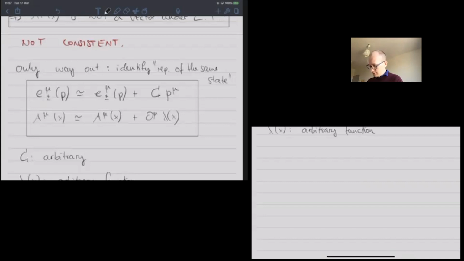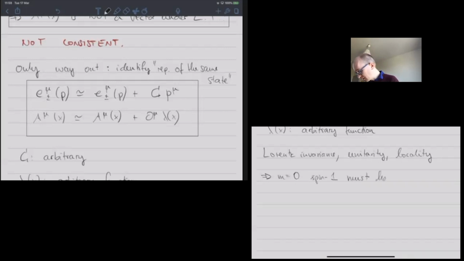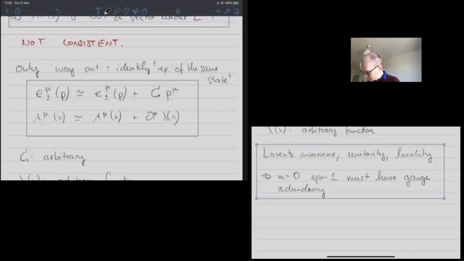Okay, so let me write that because this is really important. If we want to impose simultaneously Lorentz invariance, unitarity and locality, then the conclusion is that for m equal to 0, spin 1 must have a gauge redundancy. So that's worth putting in a box.